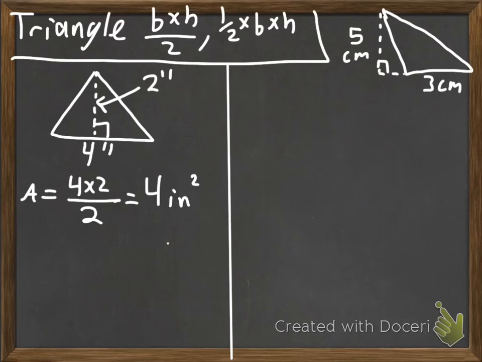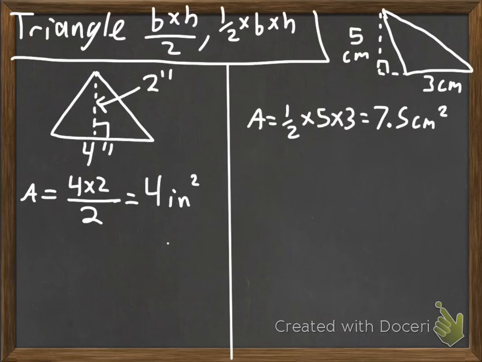So now I want you to go ahead, pause the video, and work out the triangle on the right. Okay. Now here's the solution to that. You could have done the base times height divided by 2, but I did the 1/2 times base times height just because I wanted to.